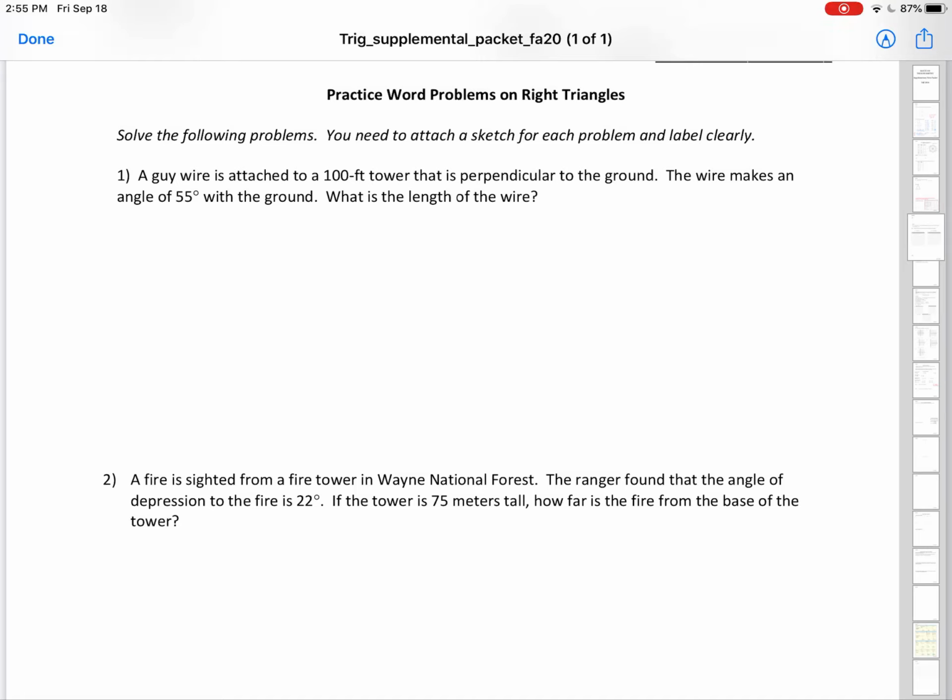A guy wire is attached to a 100-foot tower that is perpendicular to the ground. The wire makes an angle of 55 degrees with the ground. What is the length of the wire? And so here's our 100-foot tower. And the wire is making an angle. So here's the ground. And let's have our wire just coming off here to the left. So this is the wire right here.